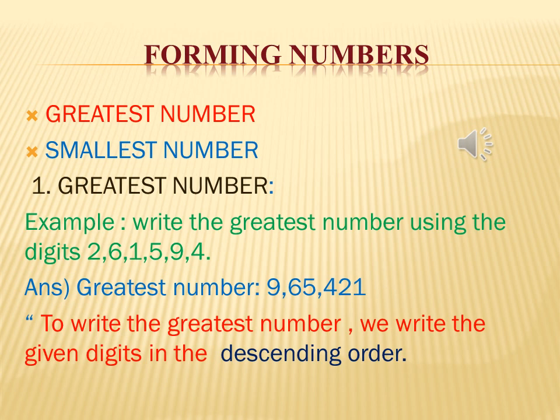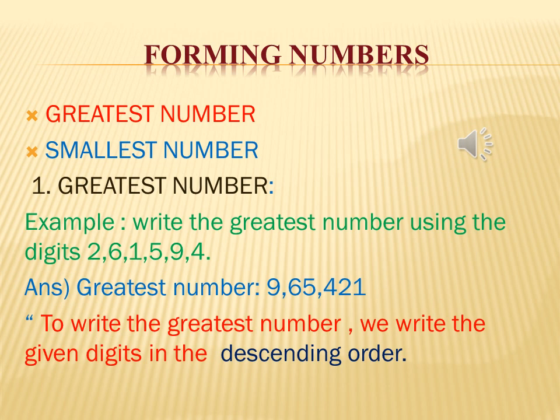Now to write the greatest number, we need to arrange the given digits in descending order, that is, starting from the largest to smallest. Now the largest number given here is 9. So first we'll write 9. After 9, the next smaller number is 6. The next smaller to 6 is 5. Then after 5 comes 4. Then 2. Then 1. We have arranged the numbers in descending order.